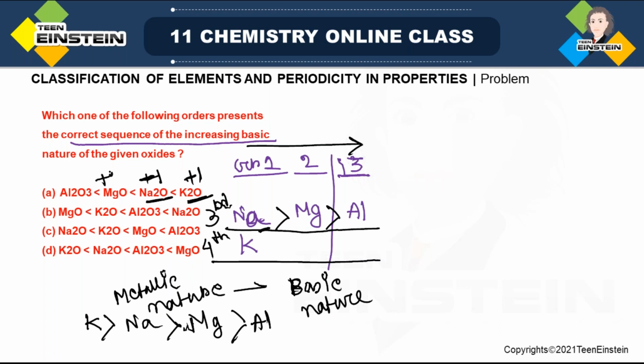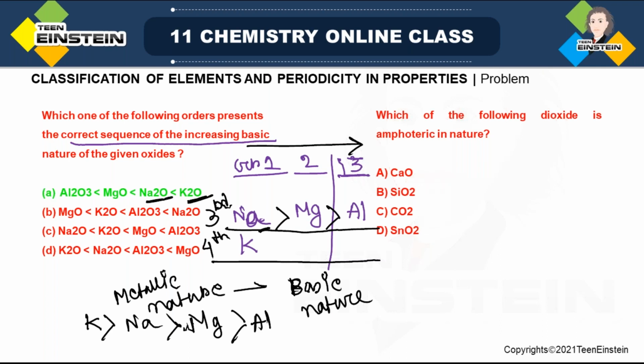For Mg it is +2, and for aluminium it is +3. So oxidation state is different. That you don't have to focus on. I'm just writing it so that you can understand why the formulas are different. So from this discussion, it seems that first option, that should be the correct option, right? Next question.